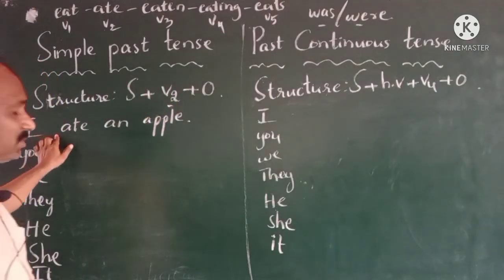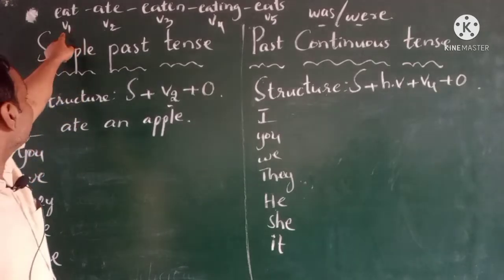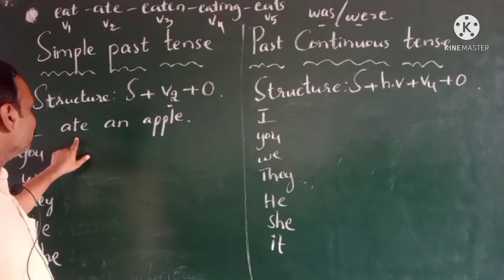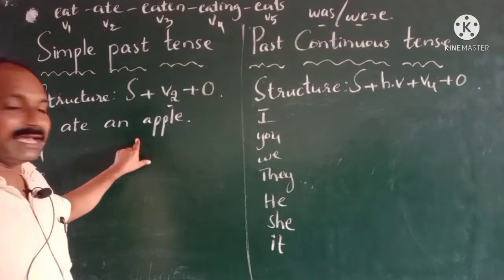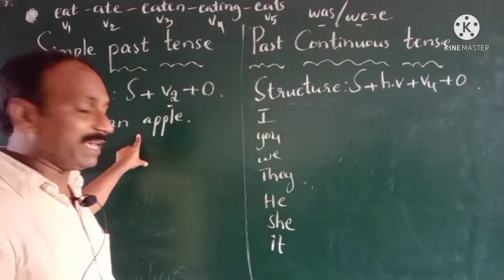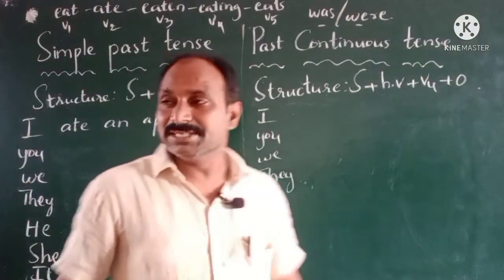So the subject is a doer of the action. Verb 2, as we have written here, verb 1 is eat, verb 2 is ate. So I have just placed here verb 2, and then an apple is object. What do you mean by object? Object is a receiver of the action. I have written here object, an apple. I ate an apple is the sentence here.